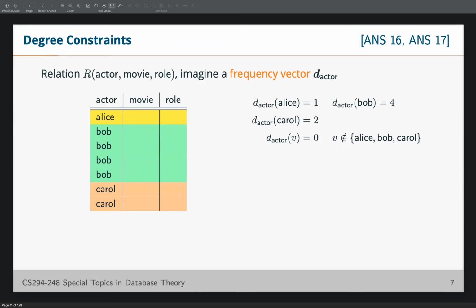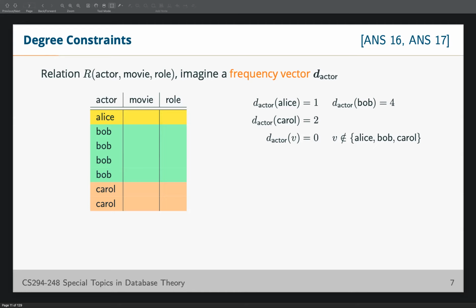So here's how to explain degree constraints as one of the statistical profiles. Imagine you have a base table in which you have 3 columns: actor, movie, and role. Let's say we collected a frequency vector on the actor column, in which for every actor we counted the number of rows that the actor occurs in the table. So in this case, the degree of Alice is 1 because there's only 1 row in which Alice is in. The degree of Carol is 2, and of Bob is 4, and so on.